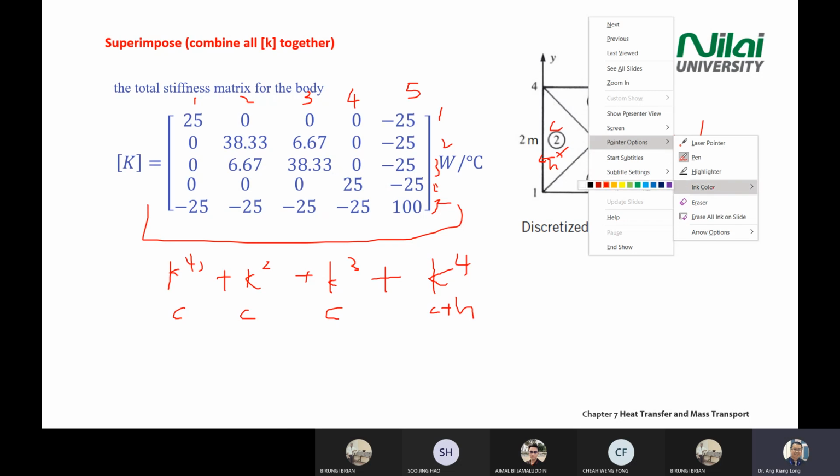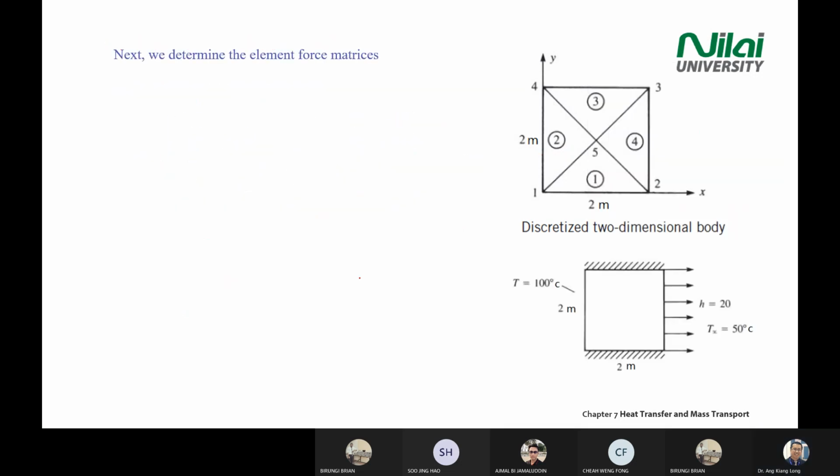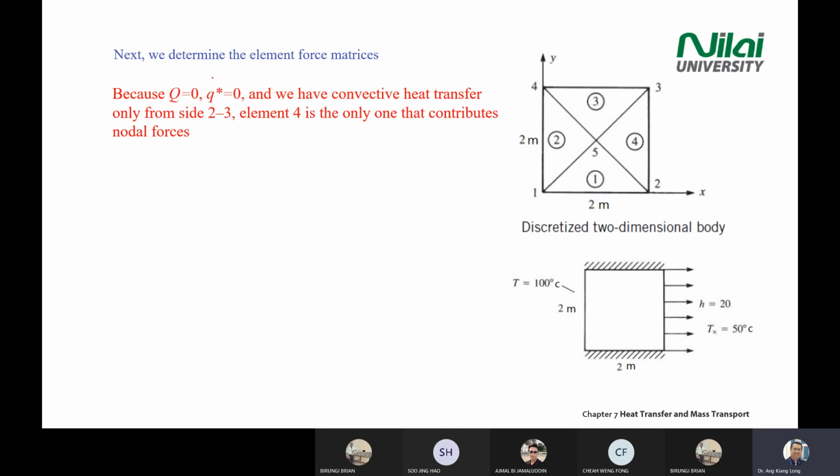Okay. So you combine all into one global matrix. Then you solve for the F equal to KT equation. In this case, there's no heating element, so Q equal to 0. No heat flux value given, so 0. You only have convection at site 2, 3 here, so you only have H. So you only need to calculate the FH for this site.